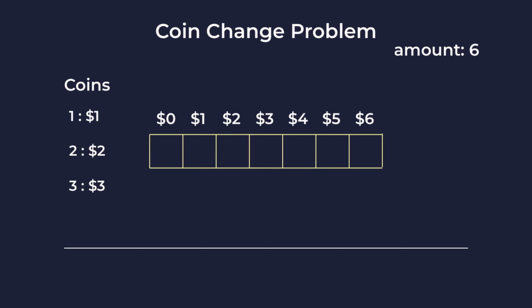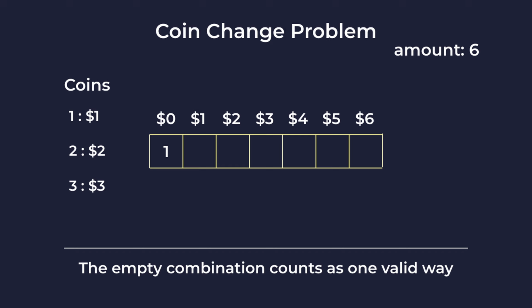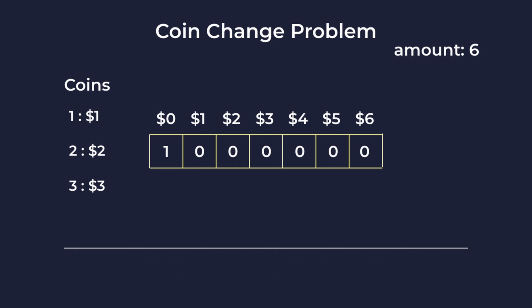We initialize an array from 0 to the target amount, so here it's 7. Each index represents the amount. We set index 0 to 1 because there's exactly one way to make amount 0 by choosing nothing. The rest start as 0.